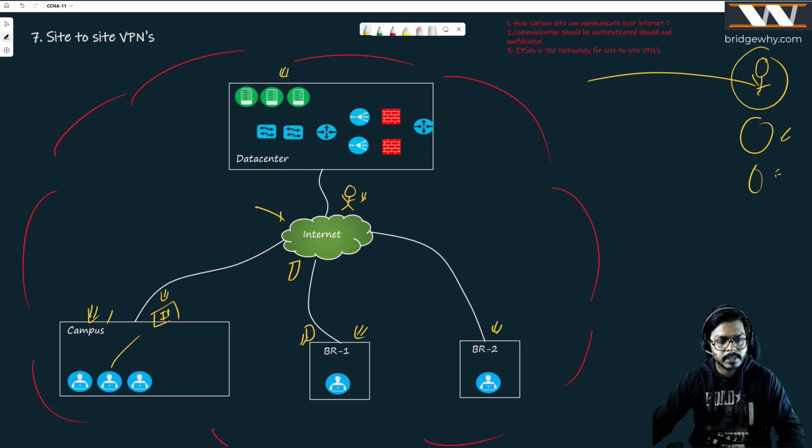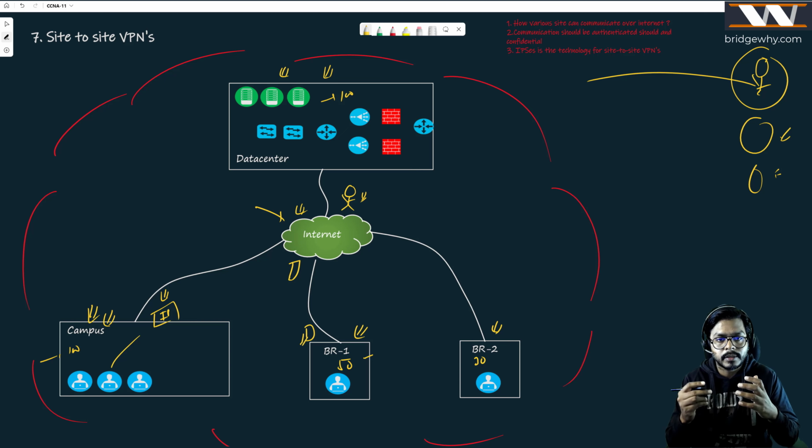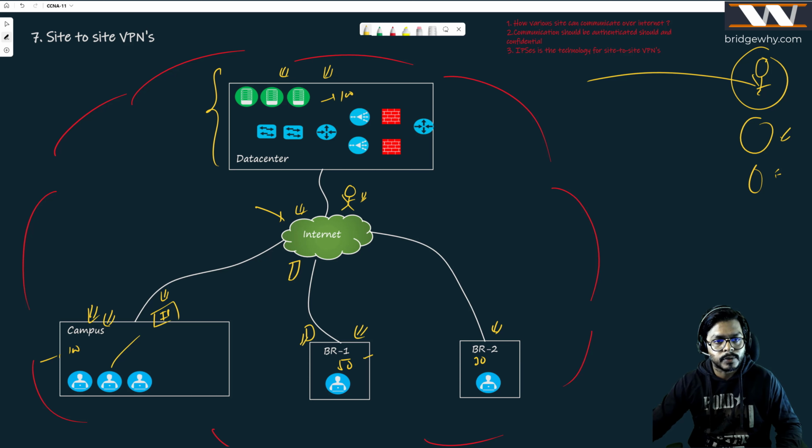We are talking about a campus, which maybe has 100 users, a branch, which has 50 users, maybe 30 users here. And here basically we have so many servers, maybe more than 100 servers, right? These are part of this organization which wants to connect over this unsecure medium. Now we are actually talking about connecting different sites. What is the meaning of site? The meaning of site is this data center. To me, it is one site. Campus is another site. Another site of what? Another site of the same organization.